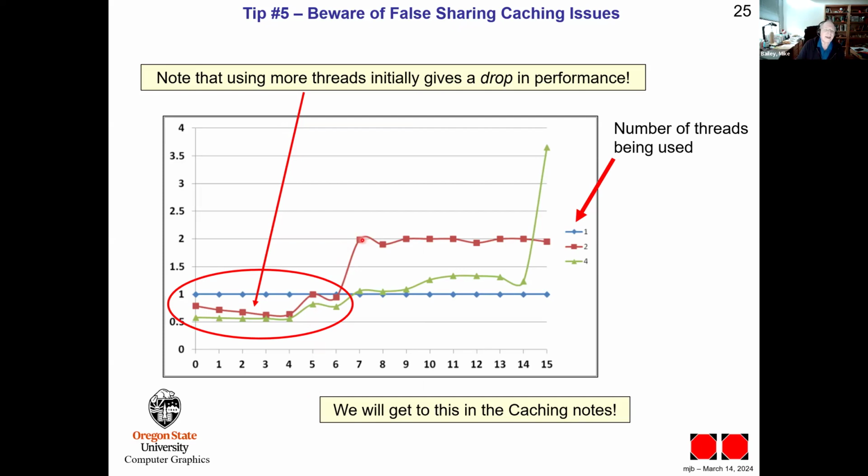Okay, when we get to caching, we're going to talk about something called false sharing. And false sharing gives you performance like this. So the blue line here is the speed with 1 thread. The red line is the speed with 2 threads. And look, I add more threads and the performance drops. I add 4 threads and the performance drops even more. Yes, this is a mystery, and we will come to that when we get to the caching notes. Okay, so there are some gotchas in the parallel programming world, things to watch out for, and just some general programming tips.